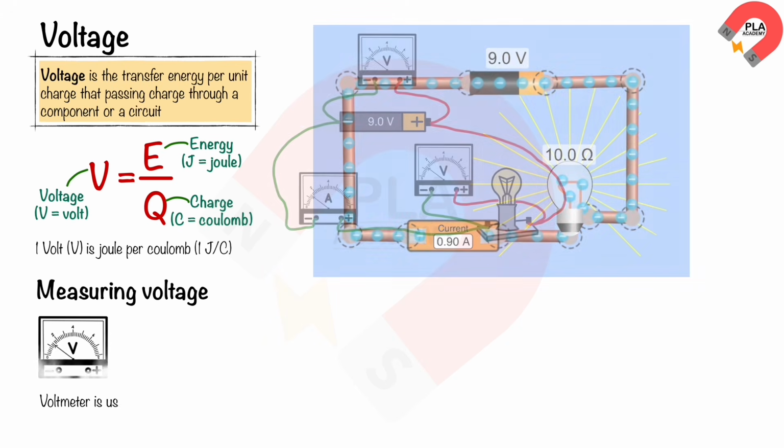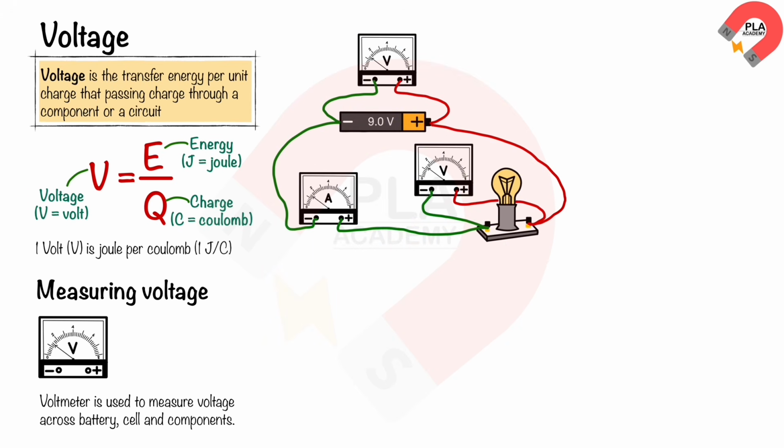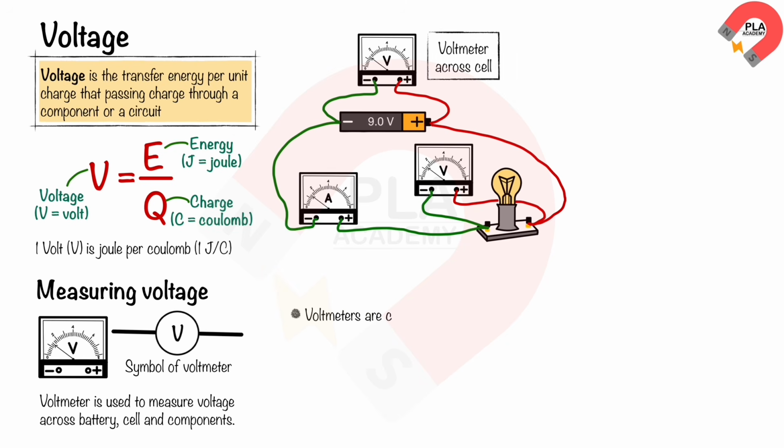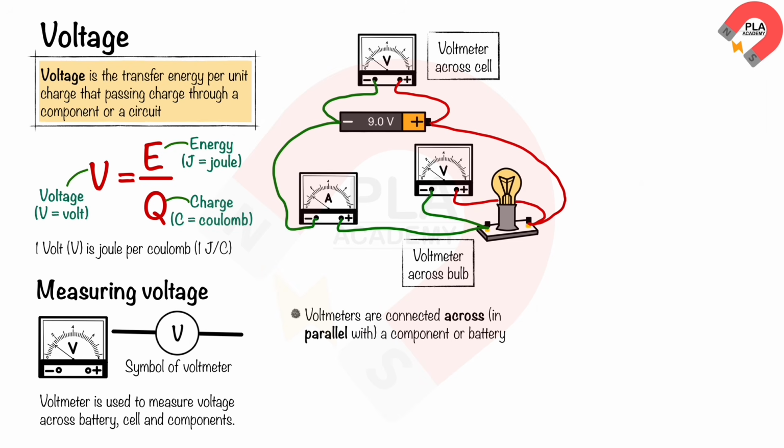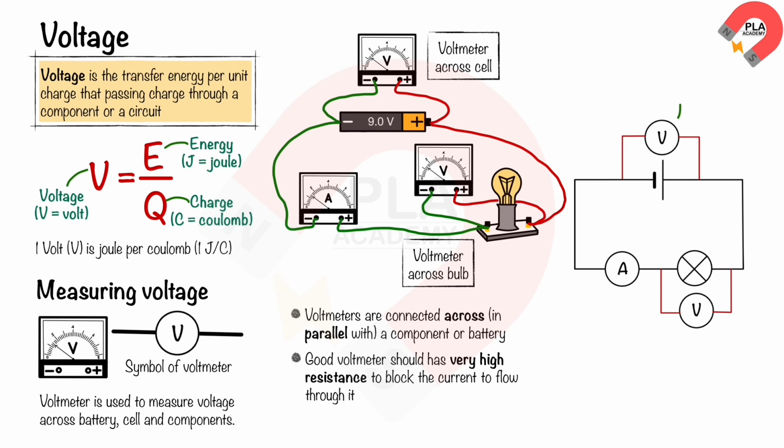Measuring voltage. We measure voltages using a voltmeter. This is the symbol of a voltmeter. The voltmeters are connected across, or in parallel with, the cell and a light bulb. A good voltmeter should have very high resistance to block the current from flowing through it.